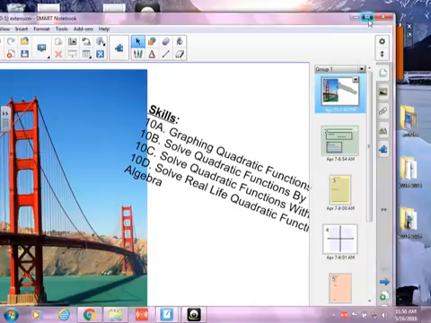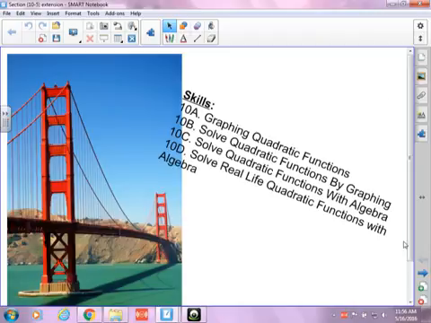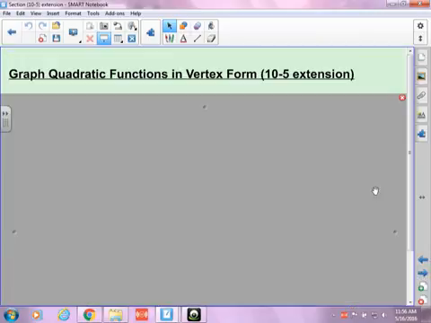Today what we're going to do is we're working on graphing quadratic functions again, but it's going to be a little bit different. It's going to be something called vertex form. It's actually easier than the other way.